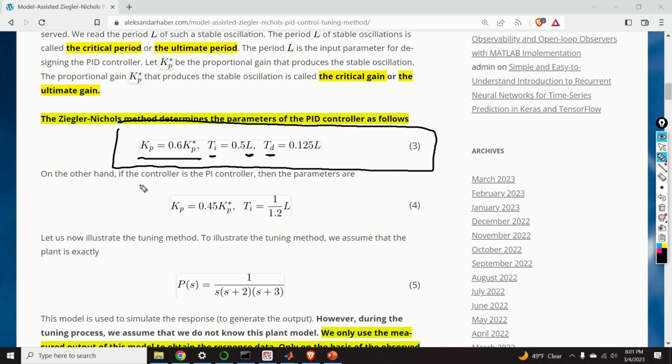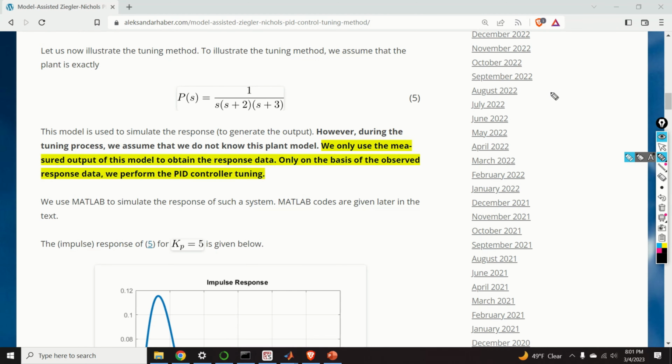On the other hand, if the controller is the PI controller, then the parameters are given by this equation. And that's it. That's the whole idea of the Ziegler Nichols tuning method. Let us now explain how to use this method by using the following example.